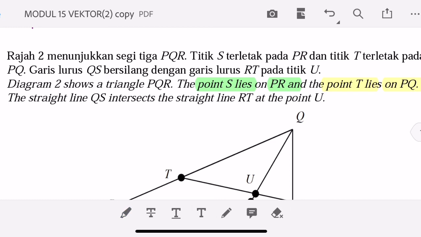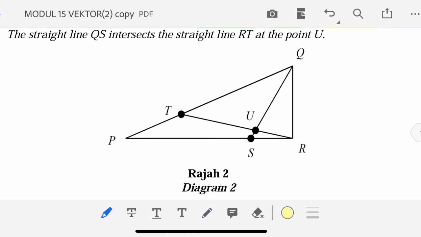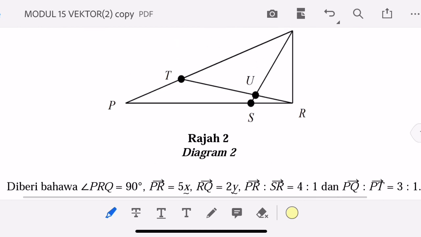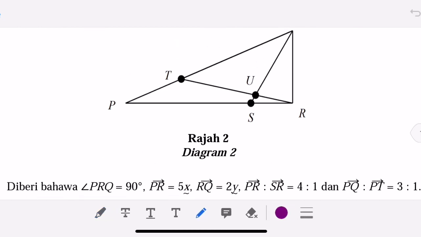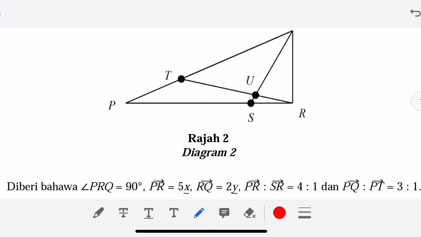So let's study the diagram. Okay, let's have a look at the diagram. So you're given the triangle PQR, and you have the point S on PR and TUR is a straight line. So let's read the ratio. The most important thing for vectors is labeling the ratio. So now I'm going to label the ratio on the diagram.